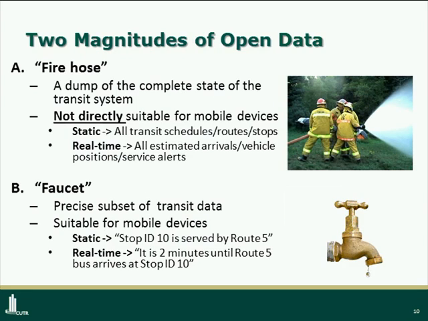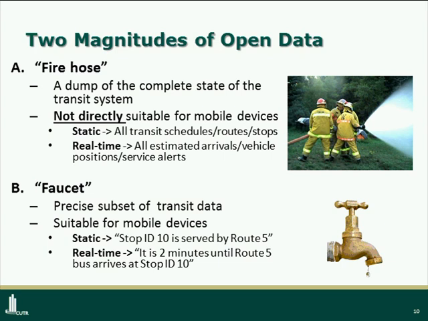And then within those two types of open data, we have two magnitudes of open data. The first magnitude is what we refer to as a fire hose magnitude. This is really the largest magnitude. It's a dump of the complete state of the transit system. And this would include all bus stop locations, all real-time vehicle locations, just everything dumped out in a format.